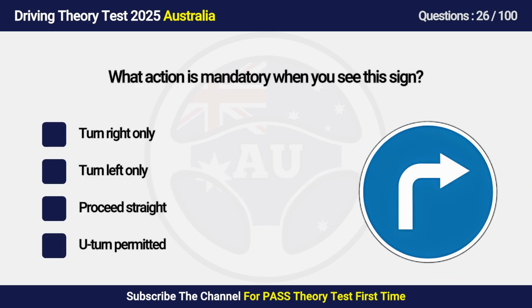What action is mandatory when you see this sign? A. Turn right only. B. Turn left only. C. Proceed straight. D. U-turn permitted.